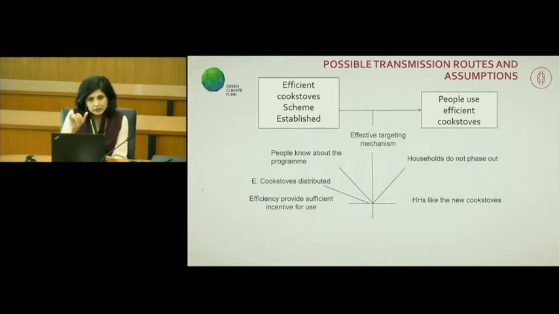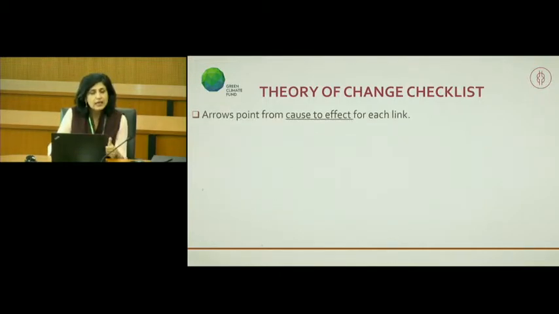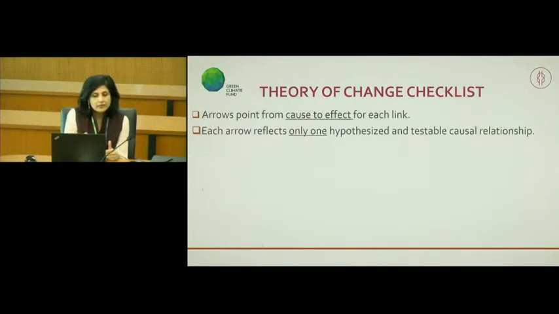I'm only going to discuss this particular part of the theory of change and then just quickly give you a checklist for what is important in building a theory of change. So a few things for you to consider. First, arrows in theories of change point from cause to effect for every link. From the square to the next square, you need to have a causal arrow built in. Second, each arrow reflects only one hypothesized and testable relationship.